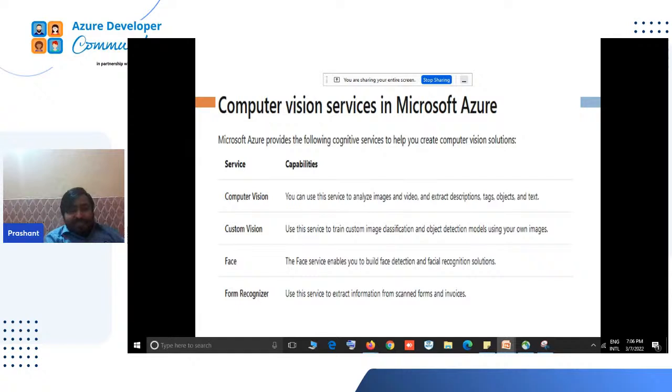We also have the face service. This we can leverage to build face detection and facial recognition solutions. We also have a form recognizer service. For example, if you scanned a form and you directly want to extract the fields, it can greatly help to meet that objective. Form recognizer is leveraged for exactly that.